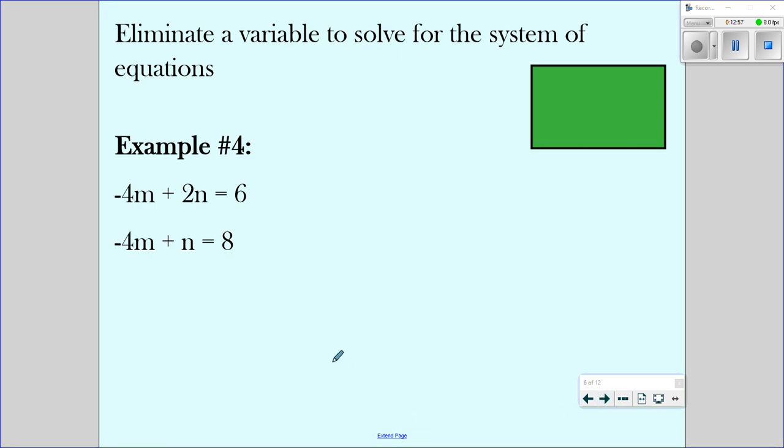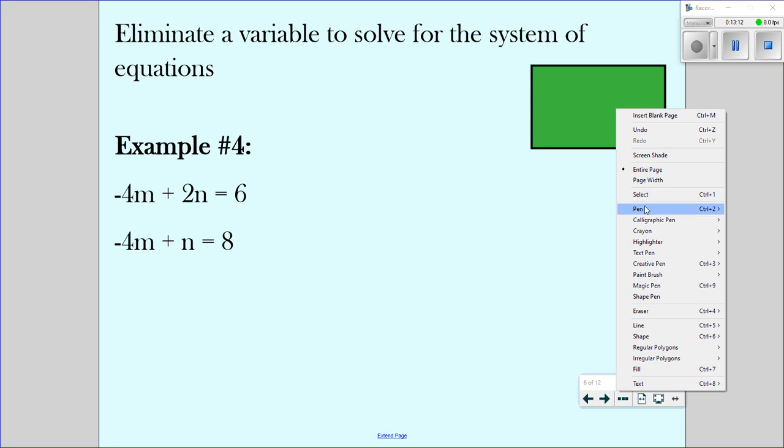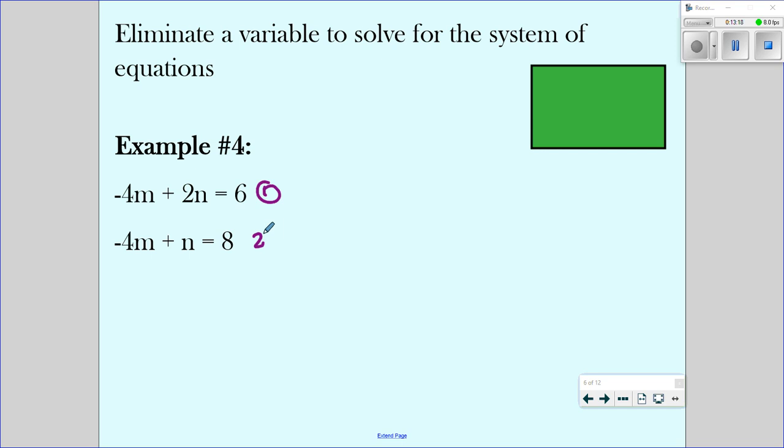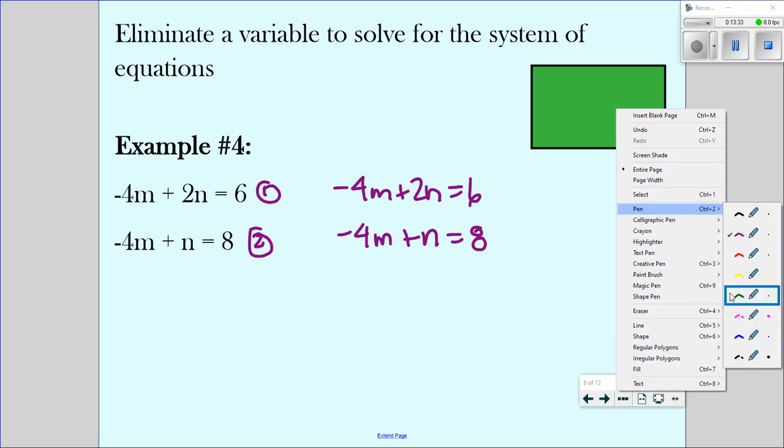Okay, the next one. So you have a choice to figure out which one to eliminate. Since this one is 4m and negative 4m, we just need to make one of them positive because they're both negative. So I'm going to go back and label them and rewrite it. This is 1, this is 2. So this would be negative 4m plus 2n equals 6, and the other one is negative 4m plus n equals 8. So I'm going to multiply the whole equation by 1.